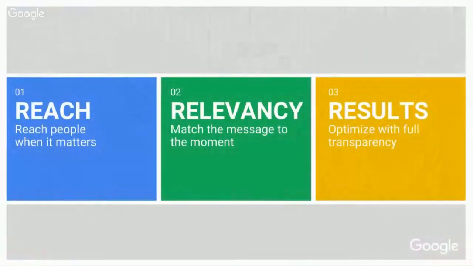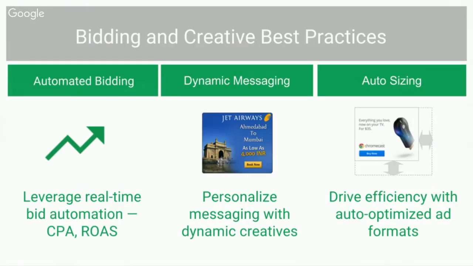Yeah, it's exactly right. The second key step for programmatic success is relevancy. And the way you achieve programmatic success there is by reaching the user with the right bid and the right message. And Google has developed a variety of tools that help you as advertisers ensure that these bids and creatives are as efficient and relevant as possible. First, we've developed real-time automated bidding. Next, personalization via dynamic creatives. And third, other auto-optimized formats to drive enhanced relevancy and more efficient performance.